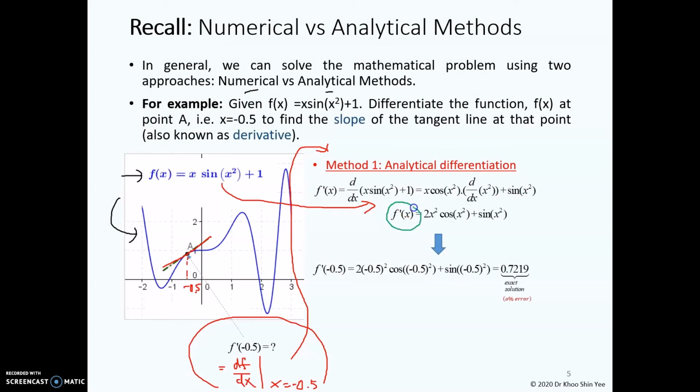Once you obtain the df over dx function, then you can continue to substitute the corresponding x. So in this case, our x is negative 0.5 and you want to find the slope at this point. So once you substitute all the x to be negative 0.5 here and compute it, you should obtain the final answer. Bear in mind, analytical differentiation gives an exact solution, which means it has 0% of error.